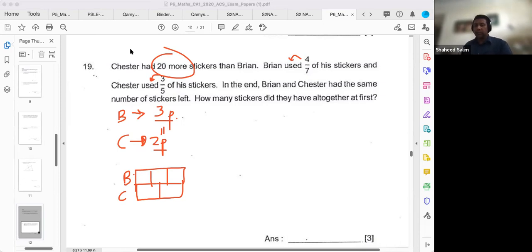You draw the model, complete? Once you finish, you show me. I want to see.